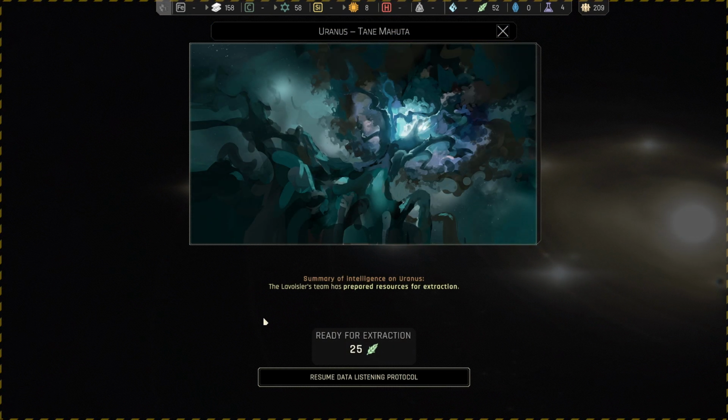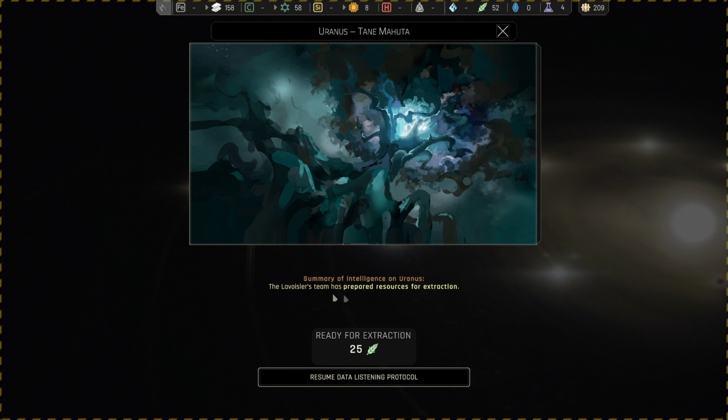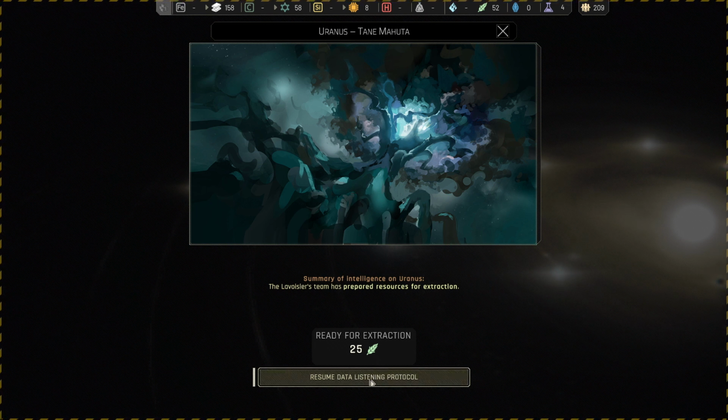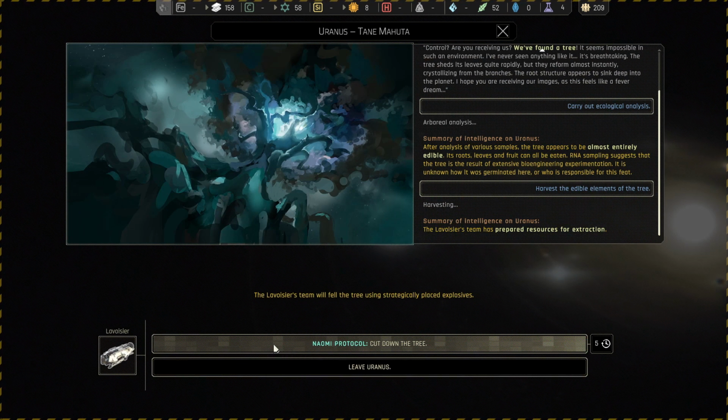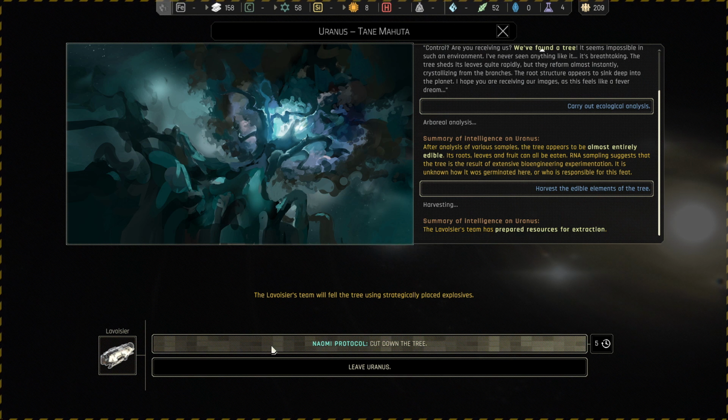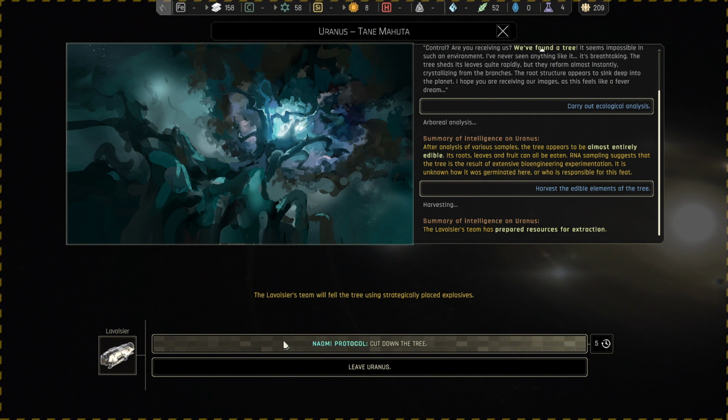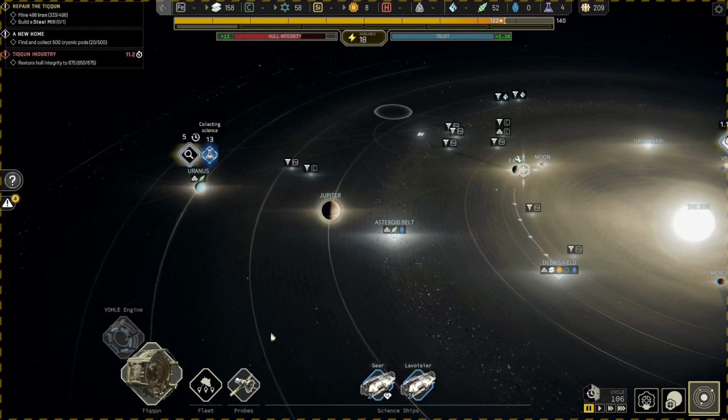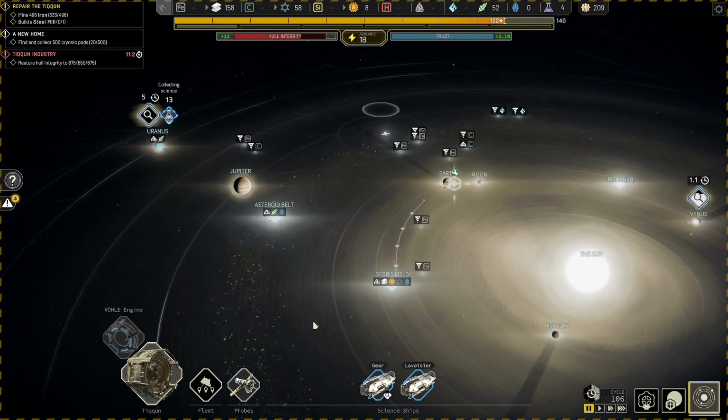A riveting update. Nothing happened. The team has prepared resources for extraction. 25 food. Not everything that happens is interesting, but 5 turns to cut the tree down with strategic explosives, and then we'll be done with that.